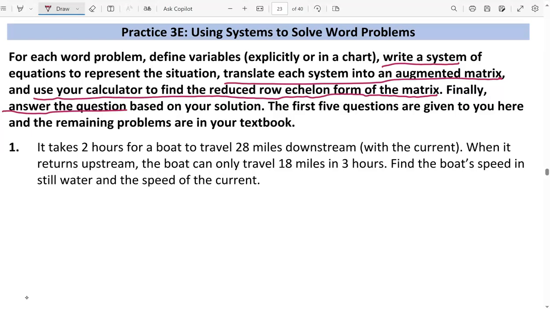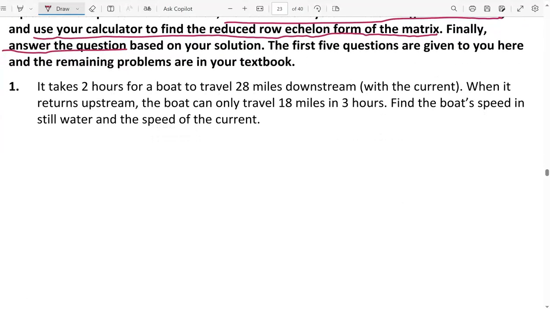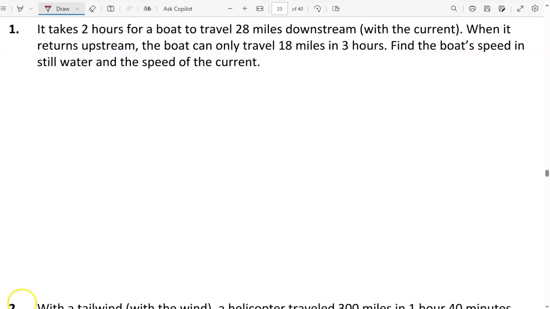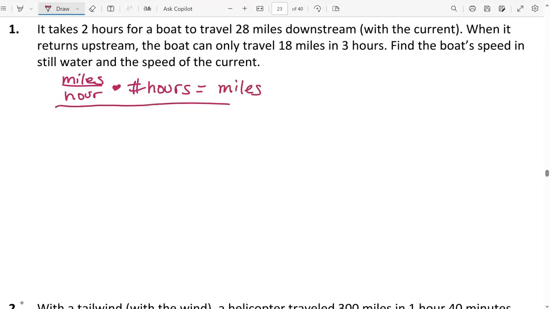All right. So, our first question is about a boat traveling downstream and upstream. What we need to remember about that is that we're going to organize the information using our typical distance, rate, and time situation. Our distances are in miles, times are in hours, so that means that our rate will be measured in miles per hour. And then we'll multiply that by the number of hours that the traveling happens, and the result is going to be the number of miles that are traveled.